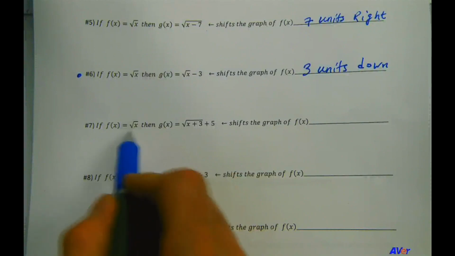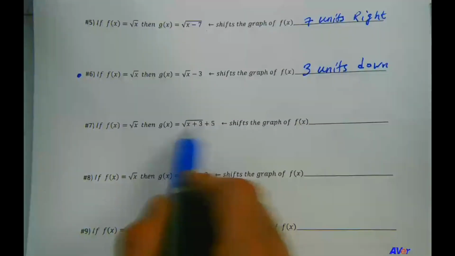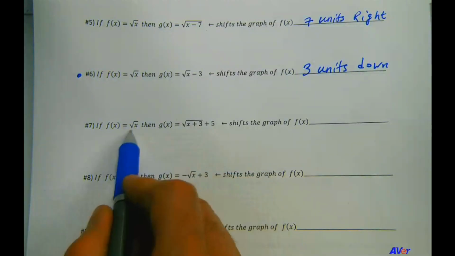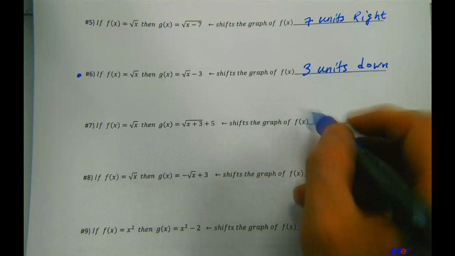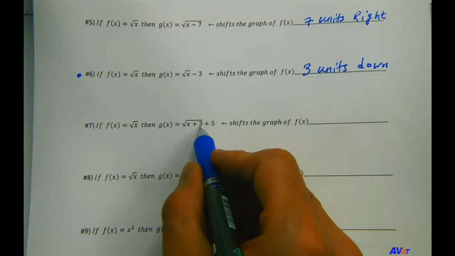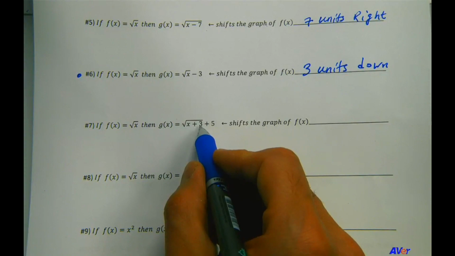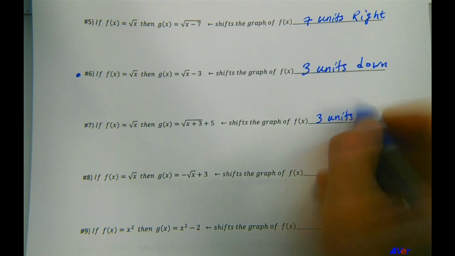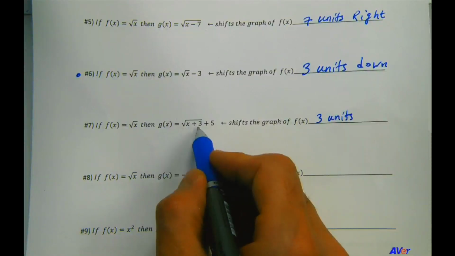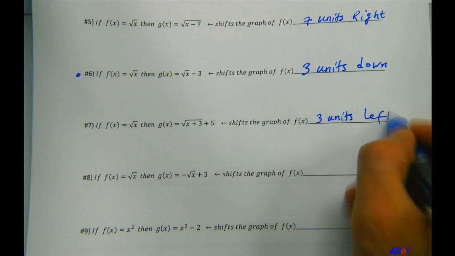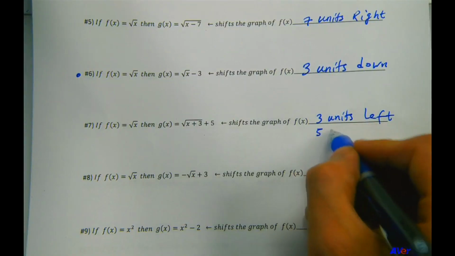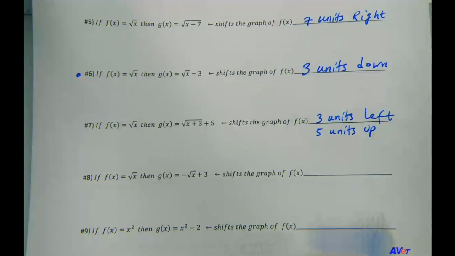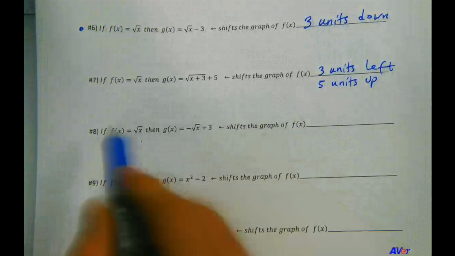Number 7, we have the square root function again. Now this g of x, which is square root of x plus 3 plus 5, transforms that in which way? 3 units, is that a horizontal shift or vertical shift? It's a horizontal shift, right? In which direction? Left or right? Left. And then the 5, up, right? Like that.